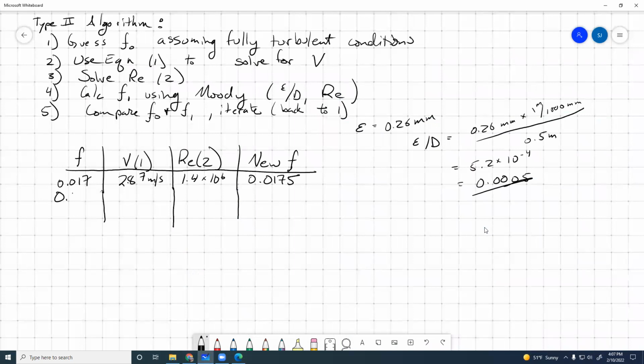So we bring that over here and then do it again and see what we end up with. How far off are we in terms of Reynolds number? Calculate that velocity. This time I get 2.83. Reynolds number 1.4. It doesn't change the Reynolds number that much if you just stick to 2 significant figures. So we'll say that our new F is 0.0175, and we'll call it good.